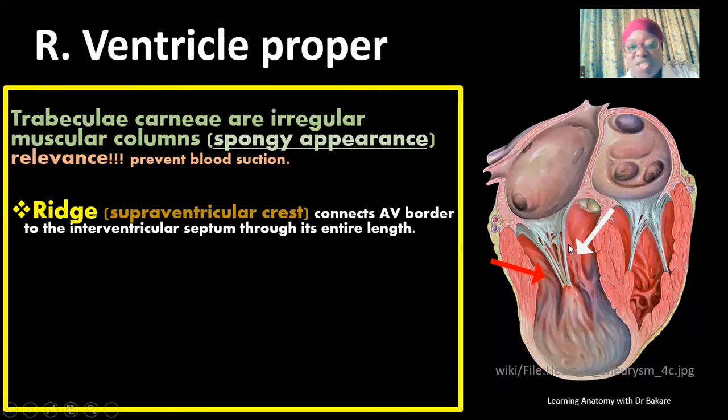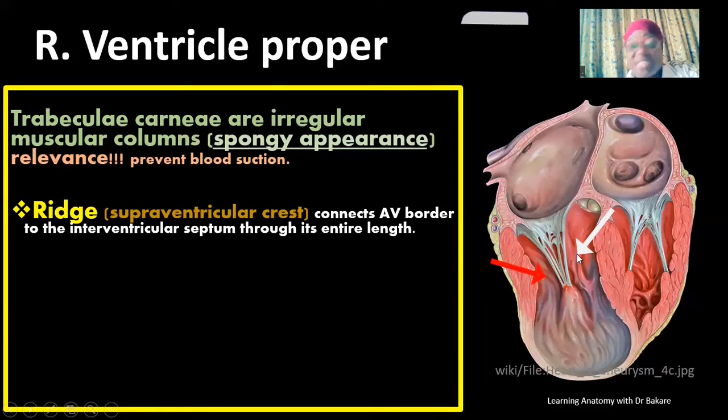But its connection is seen through its entire length, which means that it is connected to the wall of the right ventricle. If you look at this configuration up here, this is how it runs from the atrioventricular border down to the interventricular septum, but you see that it is attached to the wall of the right ventricle. So it's like a ridge that is formed. So this is the supraventricular crest.